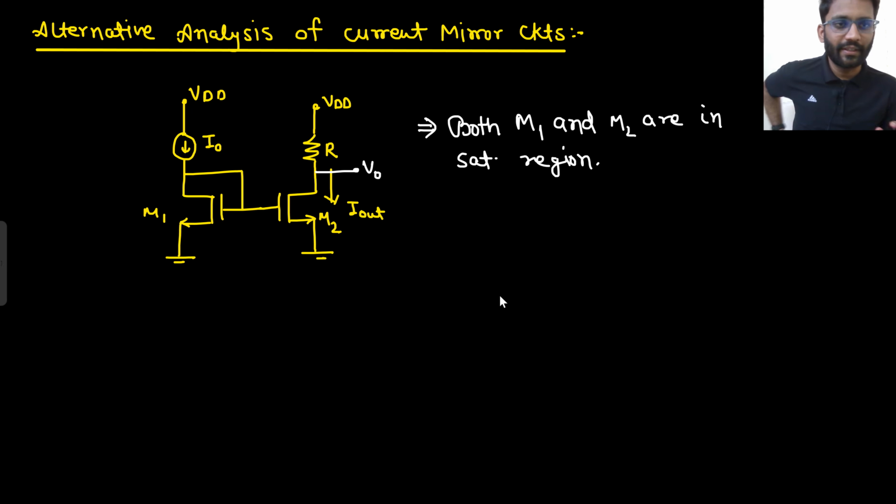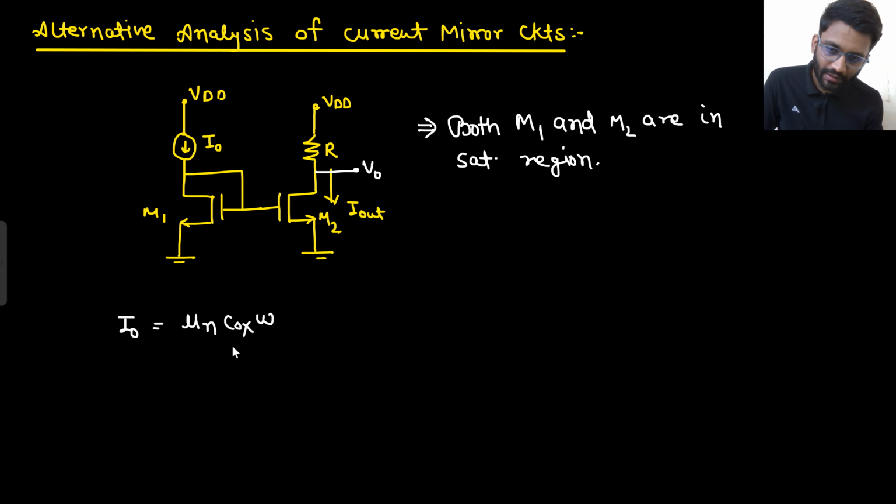This is the major condition, that both should be working in saturation region. If one of them is in linear, then the situation will be different. Well and good. So write down the I naught equation. That would be mu n Cox W by L of M1 times (VGS minus VT) whole square. Let's assume VGS minus VT is V.